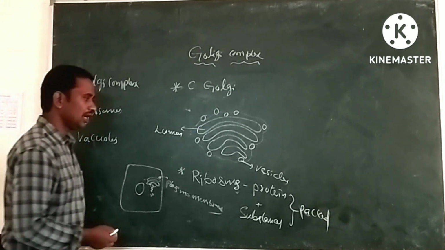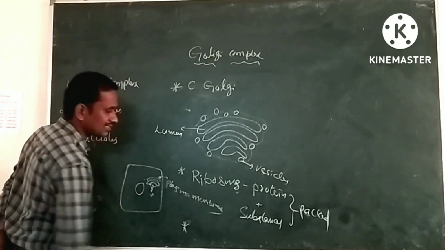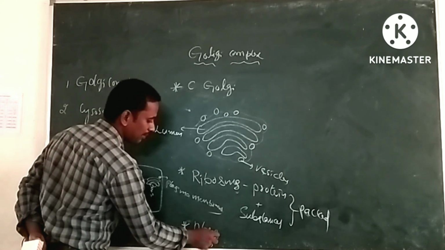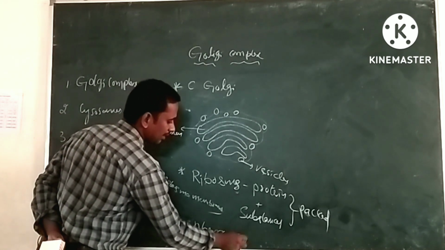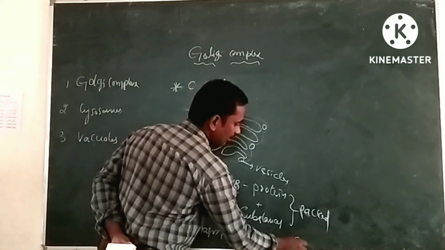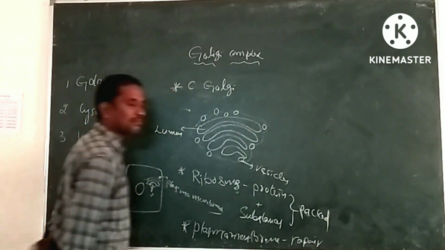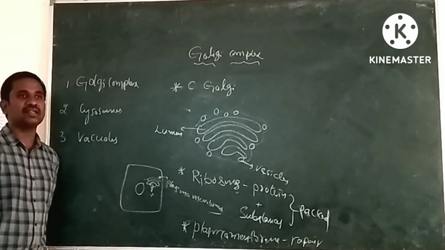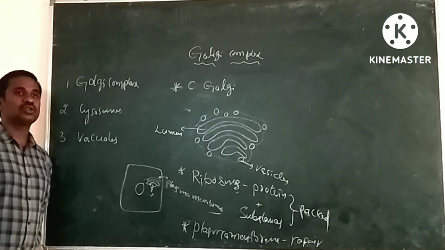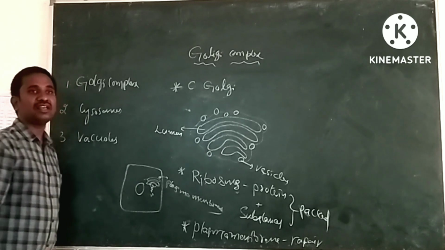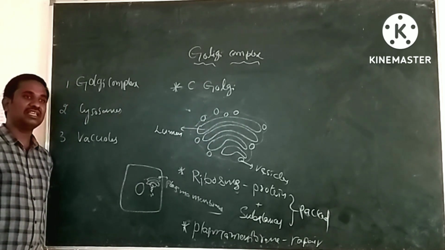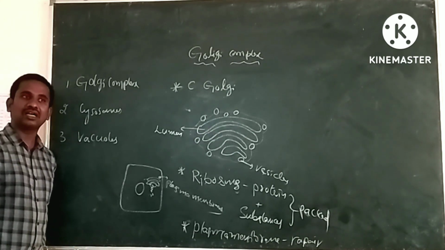The next important role is that sometimes it repairs the plasma membrane. The plasma membrane is synthesized from proteins and lipids. If there is any damage in the plasma membrane, the proteins will be sent to that region, and the plasma membrane will be repaired by the Golgi apparatus or Golgi complex.